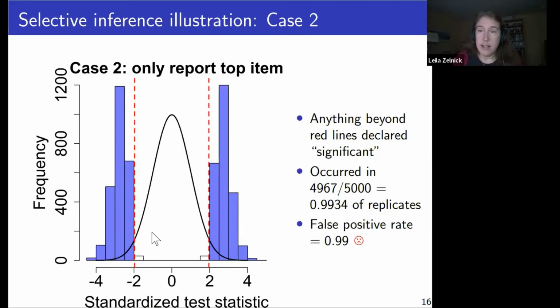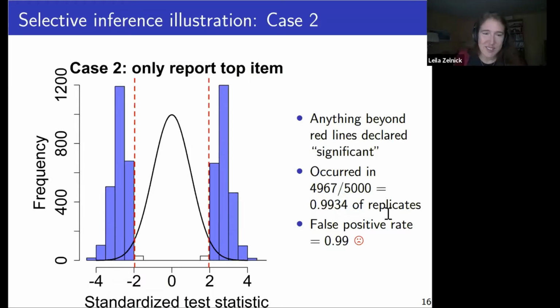And the dotted red lines are showing my line in the sand: anything beyond that I'm going to declare significant. But because of this inference procedure, where I look at the most exciting one and then report that one, almost every time I got something exciting because I selected for that. In fact, I got something significant over 99% of the time.